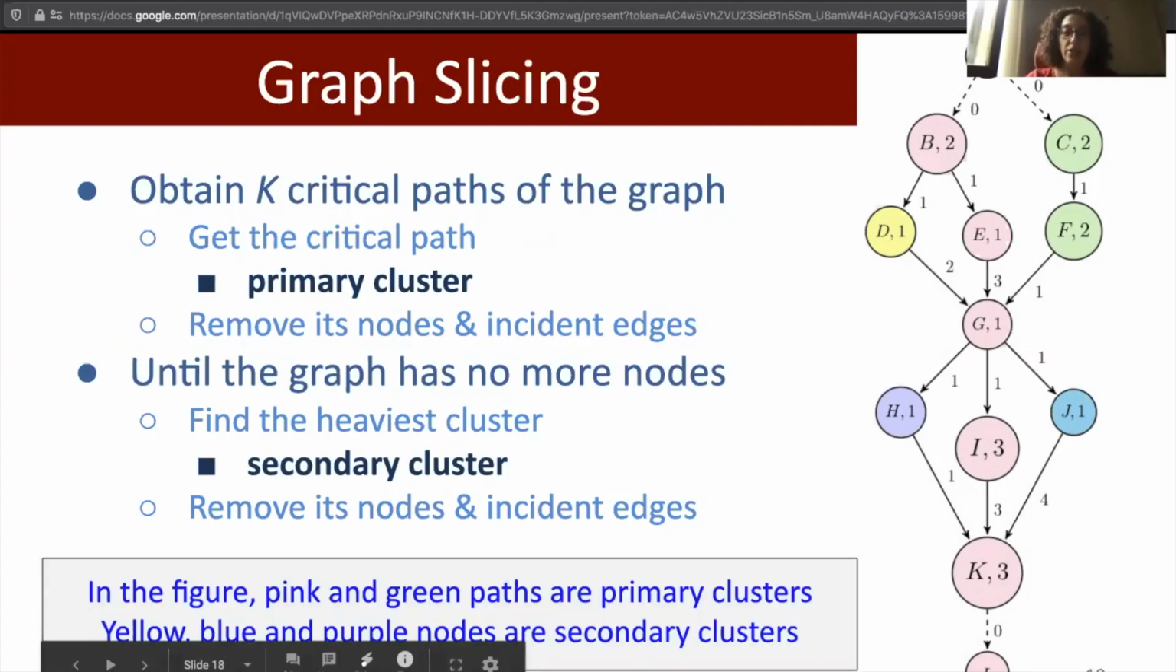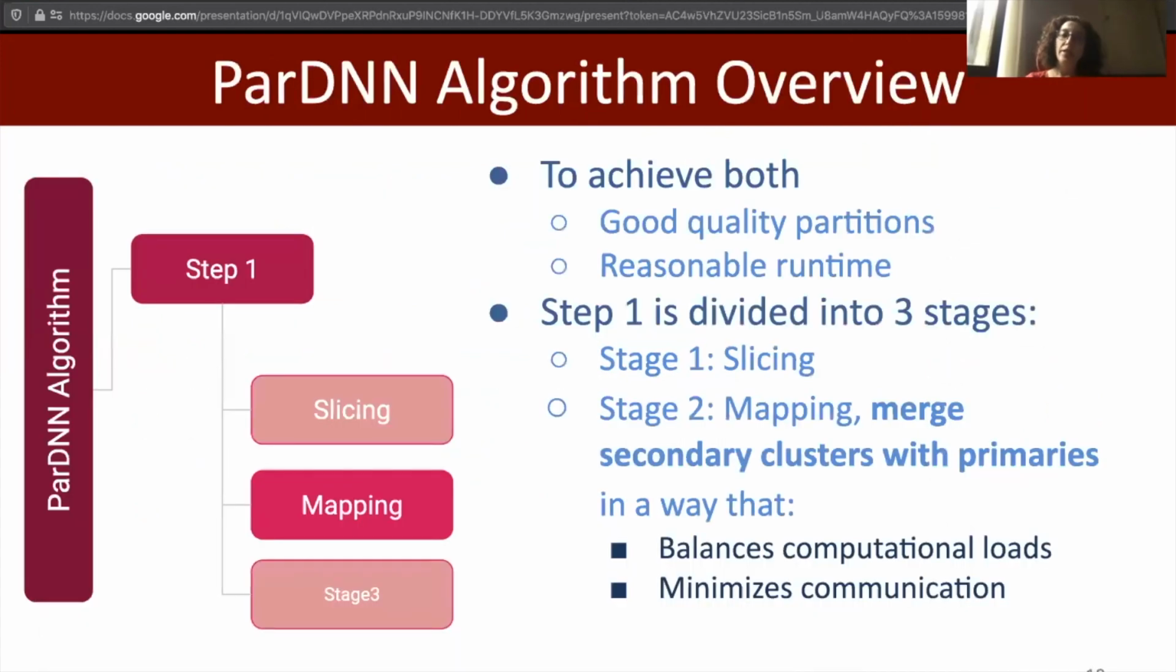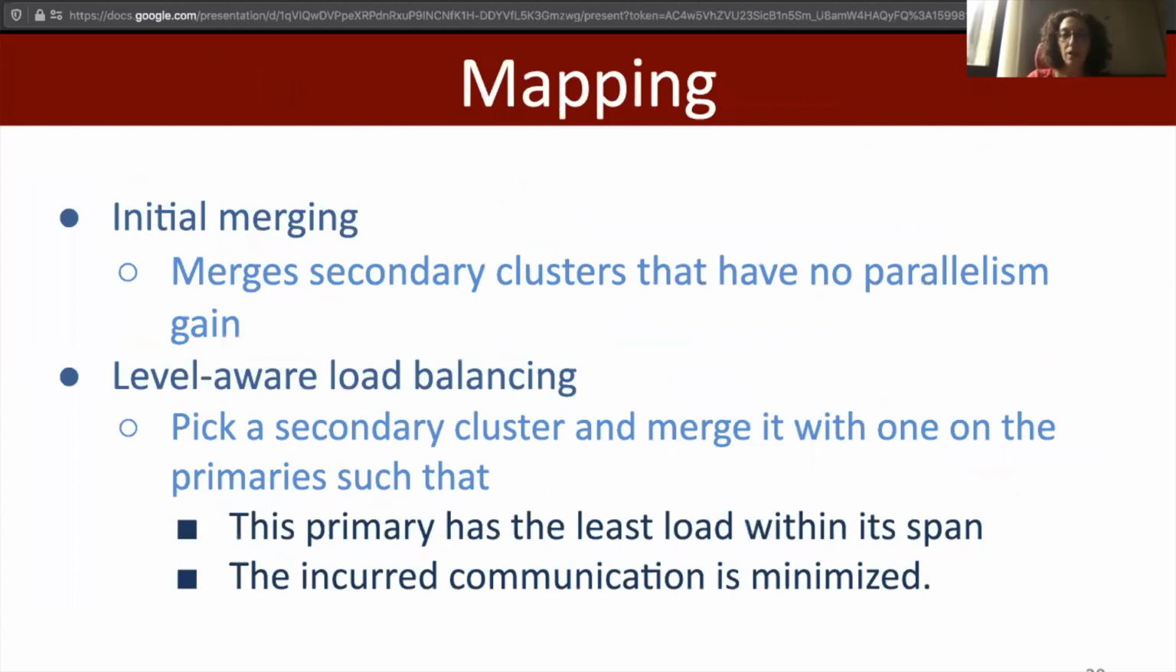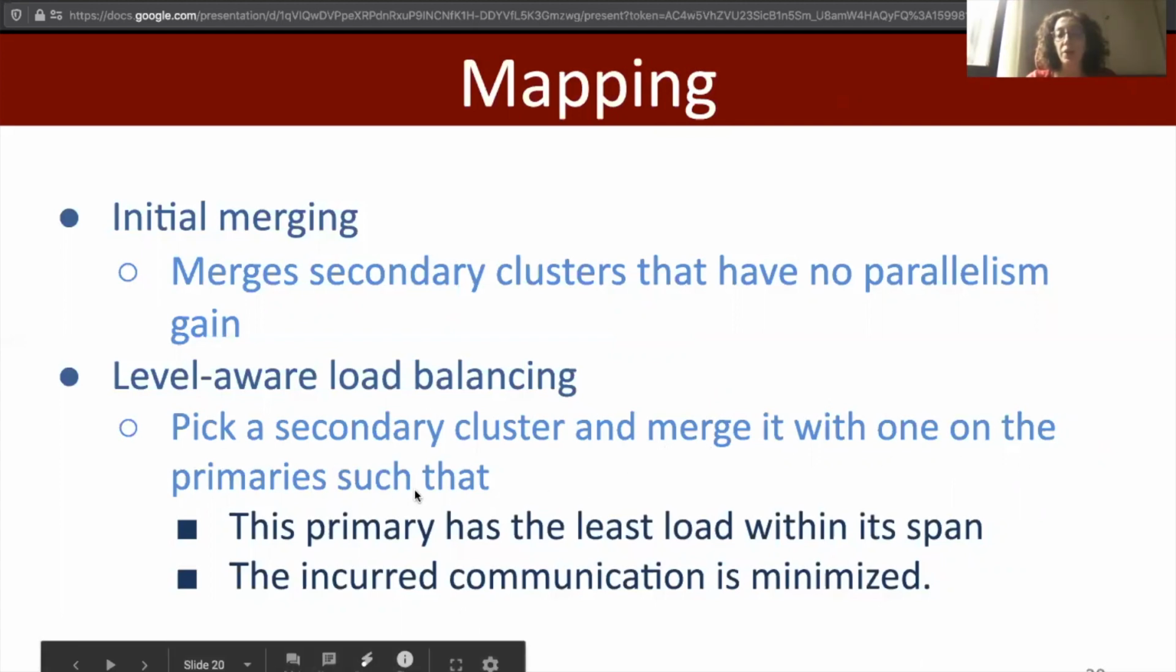In the second stage, as you may guess, we merge these secondary clusters with the primary clusters in a way that balances the computation load and also minimizes the communication. In the first part of the mapping, we merge secondary clusters that have no parallelism gain. Even if you have an additional device and run these in parallel, they won't provide any benefit. Then we look at nodes to enable load balancing, so we pick a secondary cluster and merge it with one of the primaries.